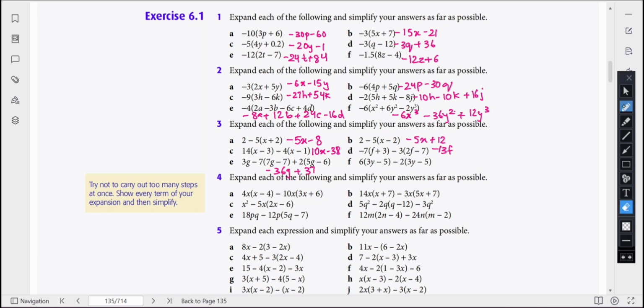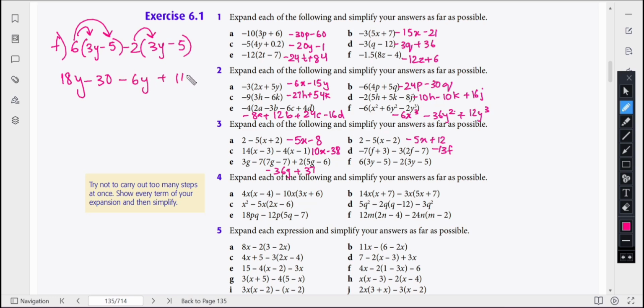Now for the F part, the final part of question number 3, 6(3y minus 5) minus 2(3y minus 5). We just have to multiply. 6 × 3 is 18, 18y, 6 into 5 is 30 minus 30, minus 2 into 3 will be -6y plus 10. So 18y minus 6y is going to be 12y, and 10 minus 30 is going to be -20. So 12y minus 20 is going to be the answer for this part.